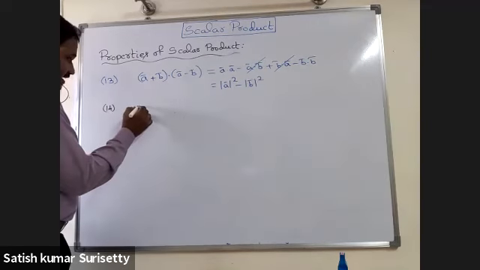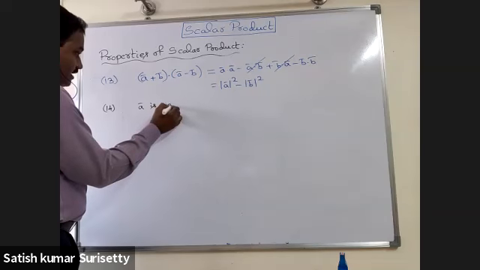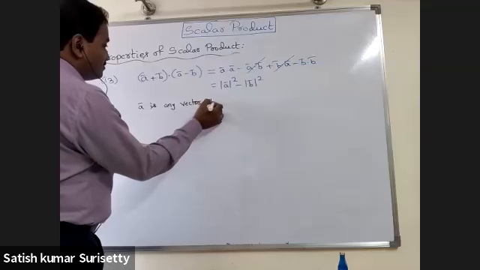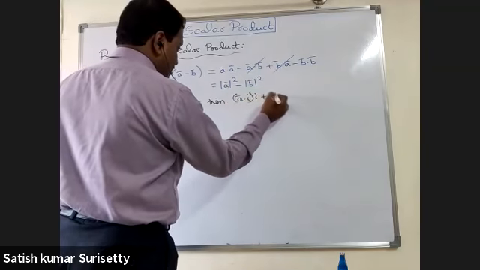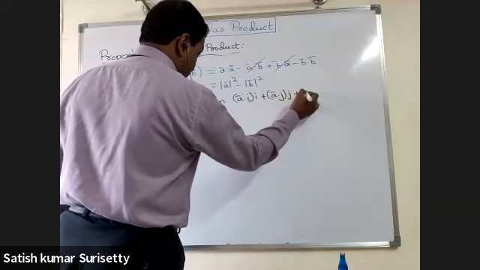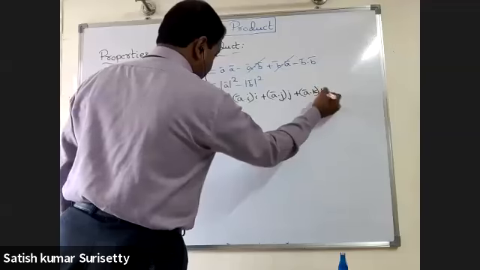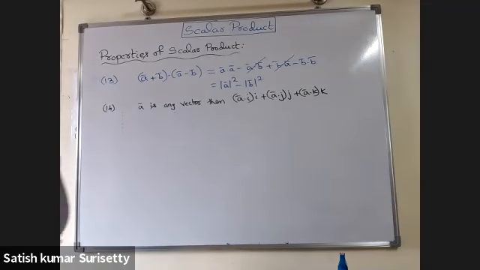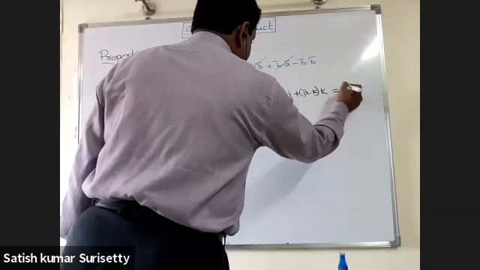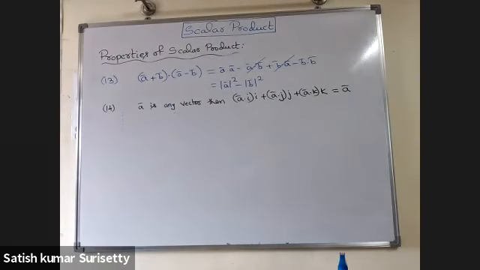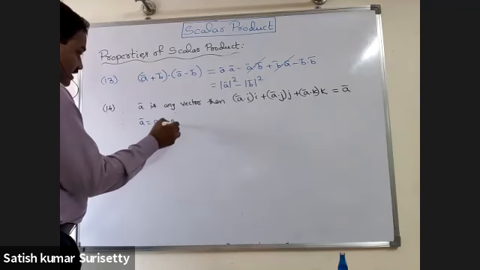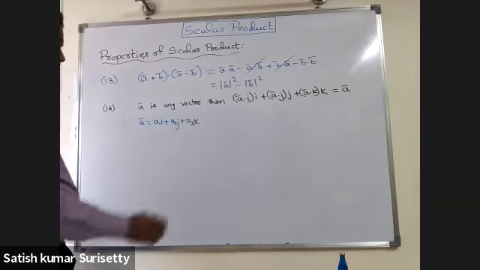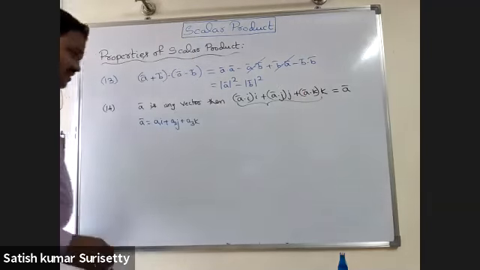If a bar is any vector, then a bar dot i into i plus a bar dot j into j plus a bar dot k into k, where i, j, k are the unit vectors, equals a bar. So try to prove this by taking a general vector instead of the verification method. Take a bar as a1 i plus a2 j plus a3 k, calculate the left hand side and try to prove the right hand side.